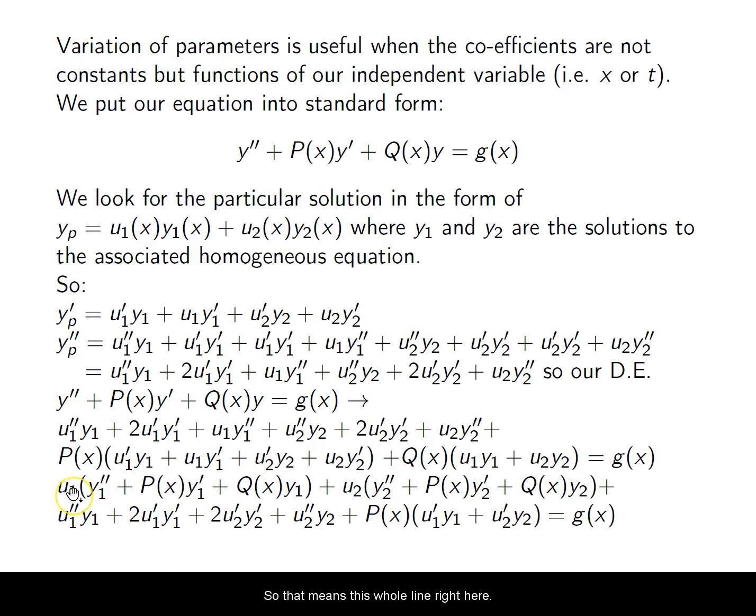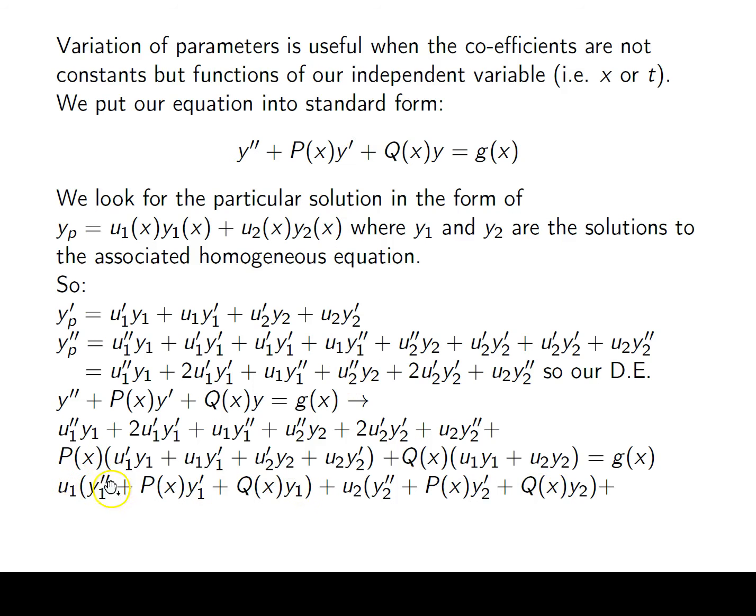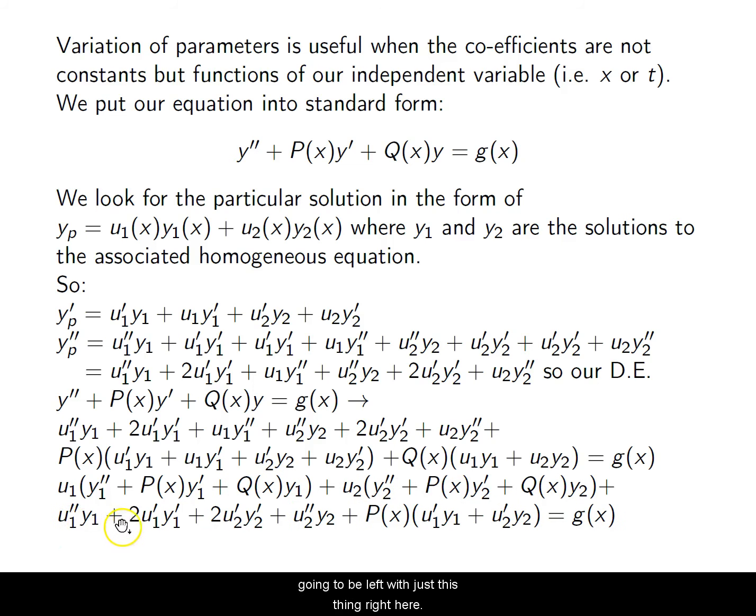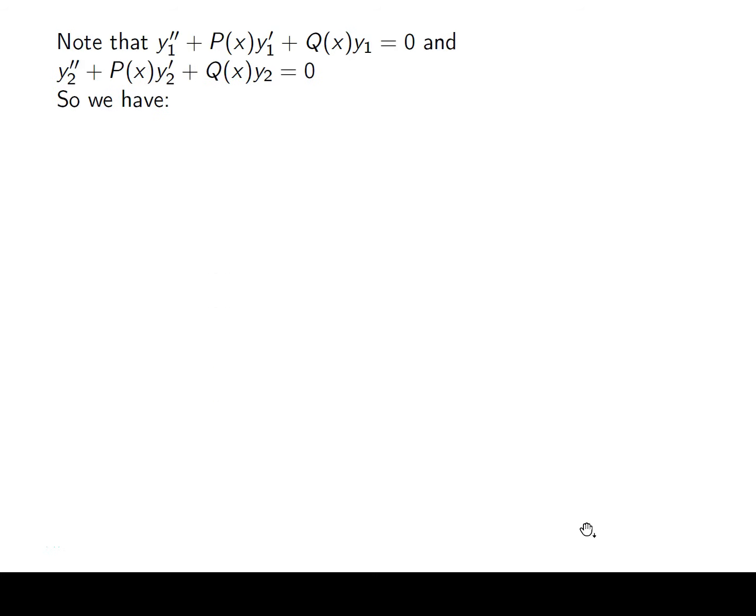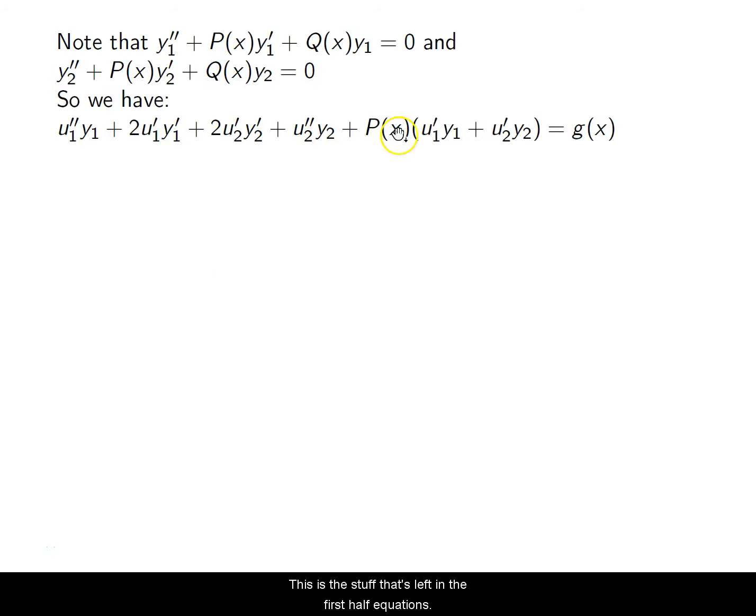So that means this whole line right here plus this line, that part of my equation goes to 0, and I'm going to be left with just this thing right here. Okay, just this is going to be left over: u1 double prime, u2 double prime, the things that have both primes mixed in, two of them, because remember we had to add them together. And then what's left over with the p of x, all the q of x stuff is gone, and of course g of x is still there. Okay, so this is the stuff that's left.